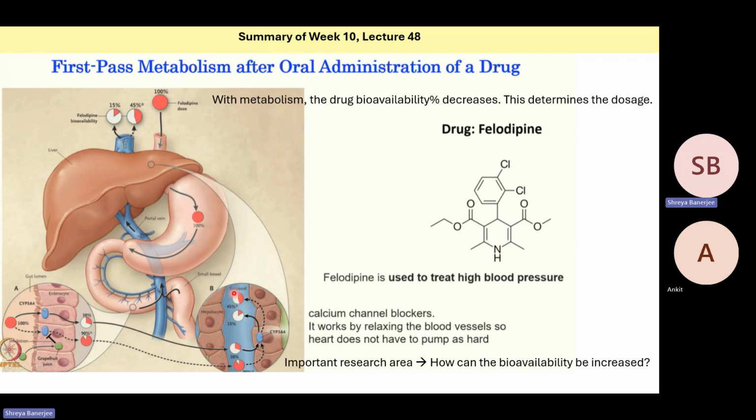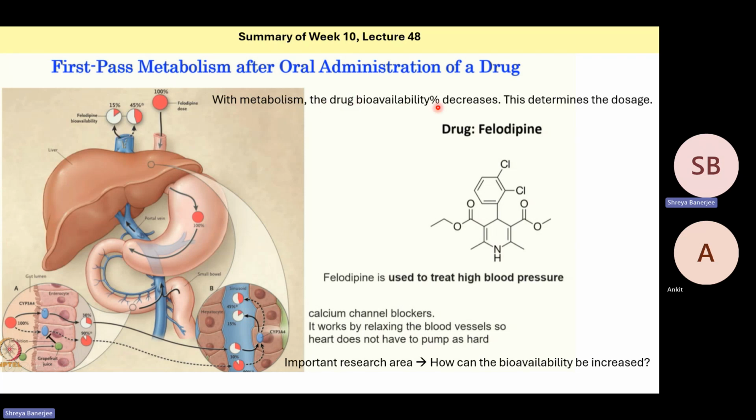So the availability of the drug in the intestine can vary from 45% to 15% to 30%. Due to different degrees of metabolism in different regions of the intestine, the bioavailability of the drug also varies. And in the liver also, we saw in the last slide that there is metabolism of the drug due to the presence of the cytochrome P450. So in the liver also, the bioavailability decreases to 45% or 15% in different places.